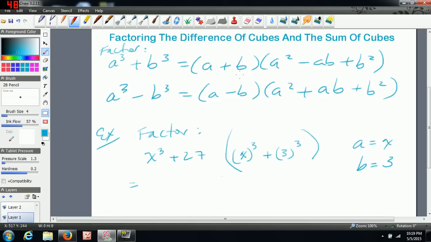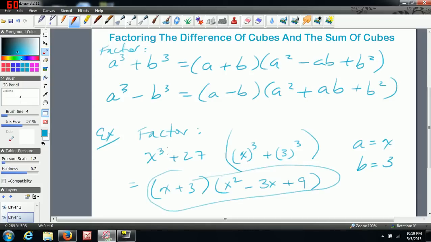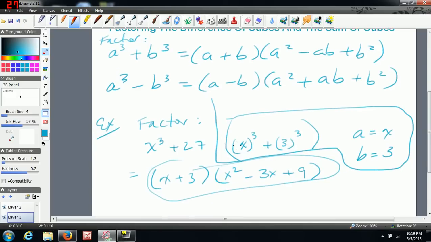So you just plug those into the equation and you would get a plus b, so x plus 3, and then x squared minus x times 3, but you could just write that as 3x because we always write the number first, and then plus 3 squared, which is 9. So that would be your solution to this question. This part here is just a side note.